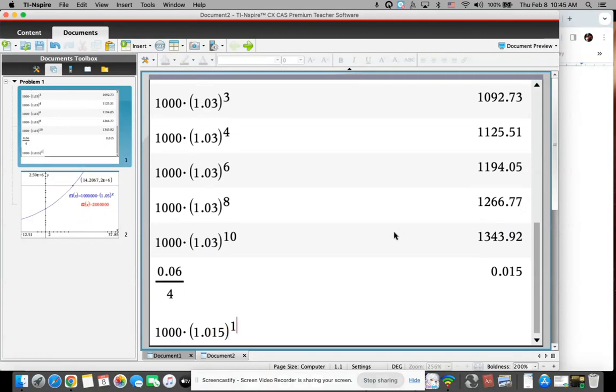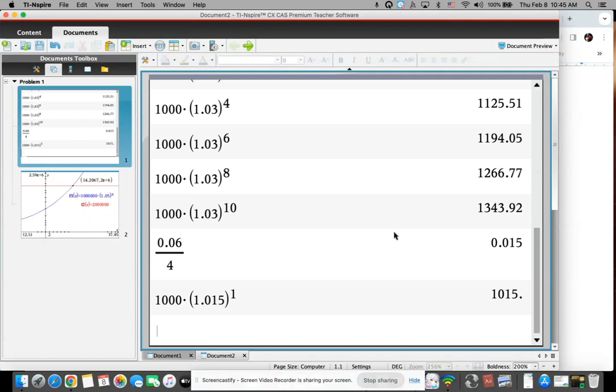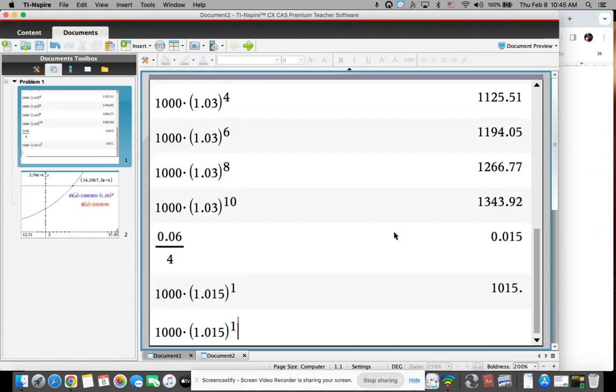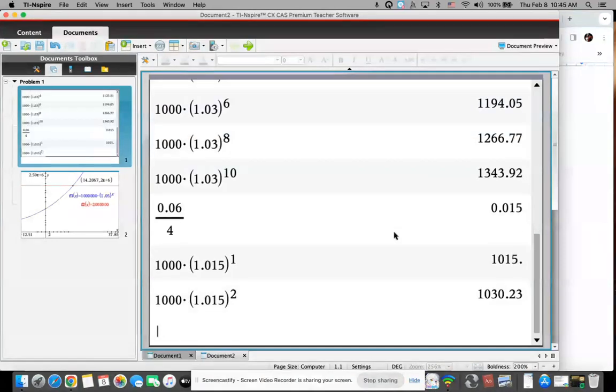So if I put a 1 in there, what does that represent? Well, remember we cut it in 4, right? So we took the 6% divided by 4. So this is every quarter of a year. A quarter of a year is every 3 months. So every 3 months, that's what this represents. So after 3 months, I have this much money if I compounded it every 3 months, so 4 times a year. If I did 2, this would be 6 months, right?